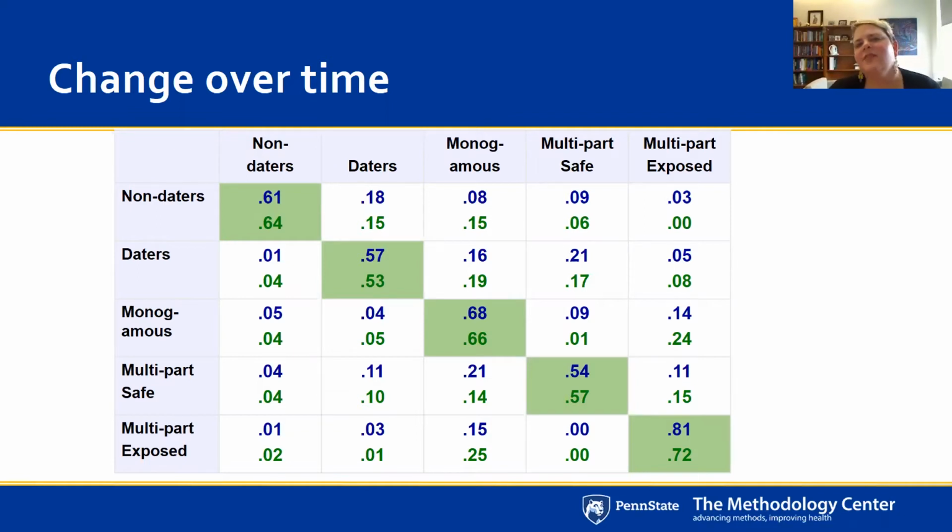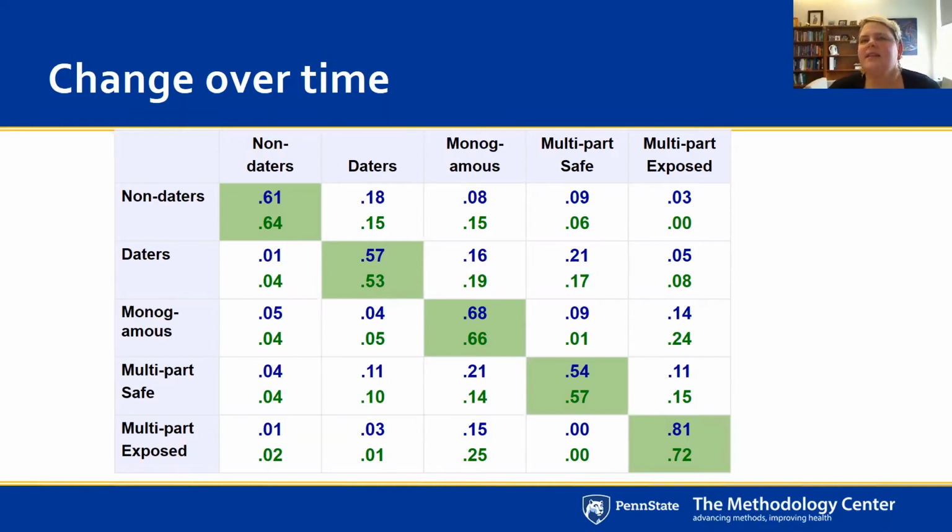In contrast, if we look at monogamous individuals in that third row, what we see is among monogamous individuals at time 1, about 68% of them also report being monogamous at time 2. And then if we look down in the lower right-hand corner, perhaps somewhat troubling if we're public health scientists, is that the stability parameters for the multi-partner exposed, the people who are at highest risk in this particular example, are really quite stable. They're the most stable. 81% of them also report being multi-partner exposed at time 2. And then if you're multi-partner exposed at time 2, 72% report multi-partner exposed at time 3.